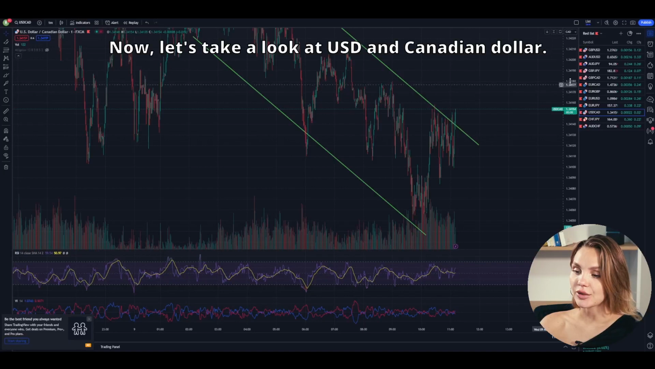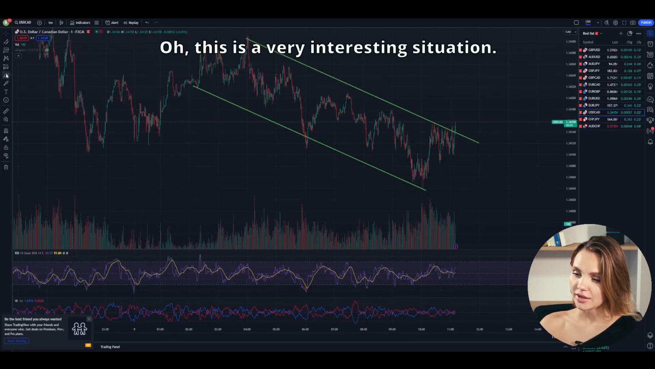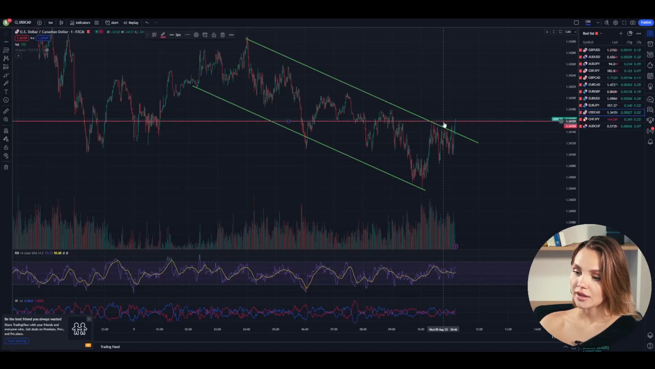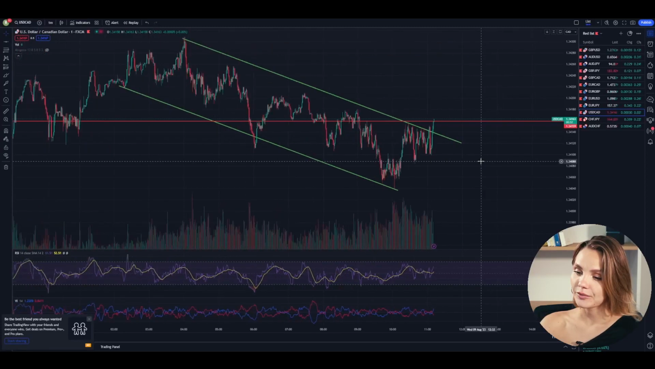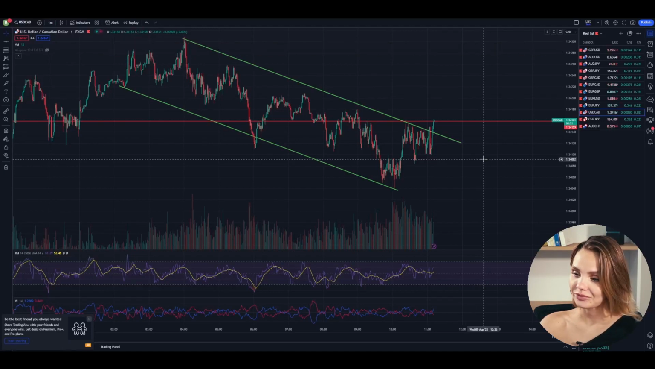Now let's take a look at USD and Canadian dollar. Perhaps there's something interesting there. Oh, this is a very interesting situation. Let's add a resistance zone here. Alright, let's draw some interesting conclusions here.